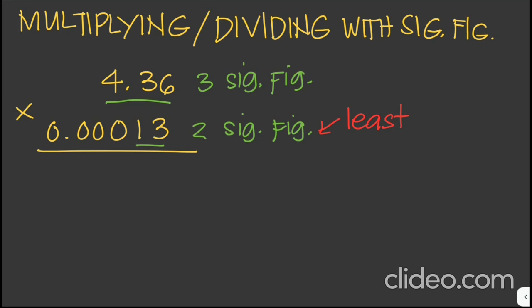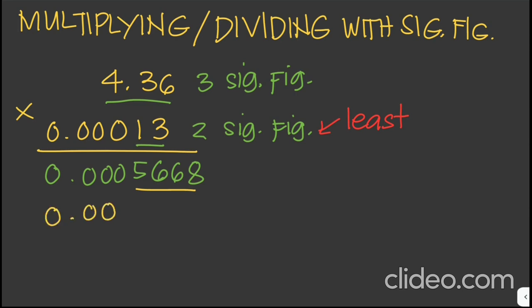Multiplying these two numbers would give us an answer which is 0.00056668. Our answer here has 4 significant figures, but the least number of significant figures is 2. Therefore, we should round this off to only 2 significant figures. So this rounds off to 0.00057. All right.